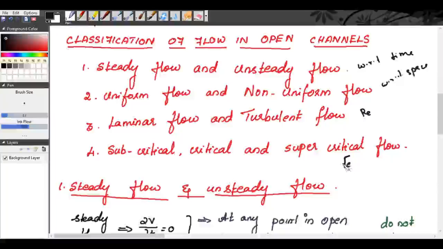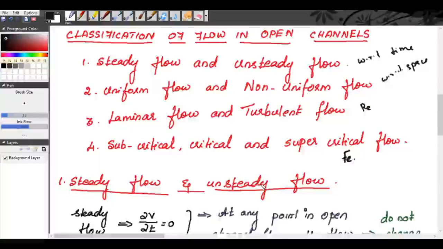You have not studied this Froude's number. This is the first time you are studying Froude's number. We will see what Reynolds number is, which you have already studied. So these are the classifications of a flow in open channels. We will see them one by one. The first one is steady flow and unsteady flow.